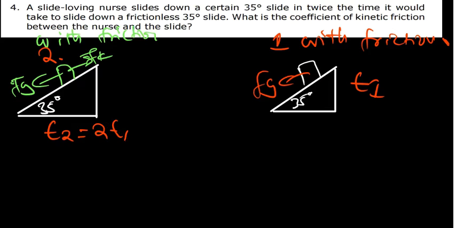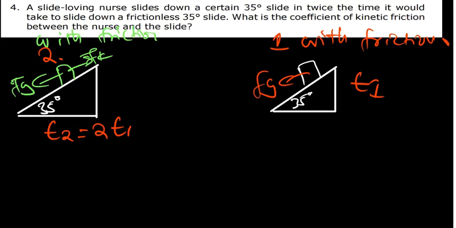Because they're saying a slide-loving Nessie slides down a certain 35-degree slide in twice the time it would take to slide down a frictionless one. So if there is no friction, the time is multiplied by 2. So that's the equation which I have here, meaning that these two are going to cover the same distance once we have this information.